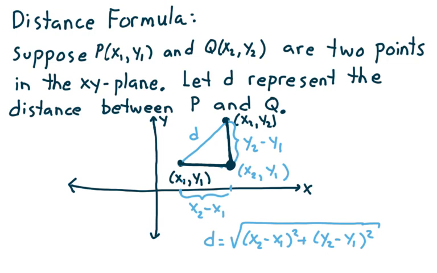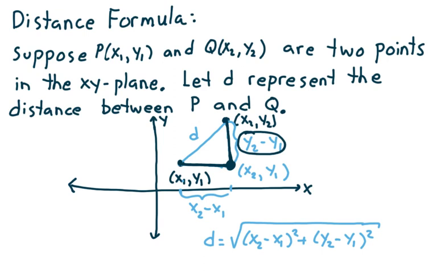Now, the distance between x1, y1 and x2, y1 from my picture is x2 minus x1. The distance from x2, y1 to x2, y2, right? Notice how the x-coordinate is the same, but the y-coordinate changed. So that distance is y2 minus y1.